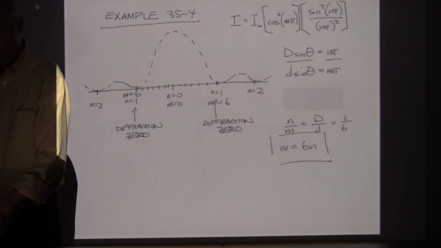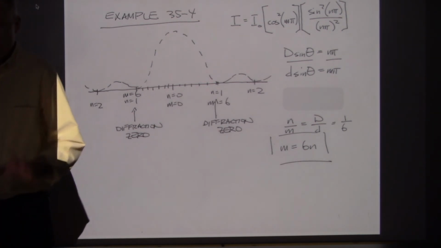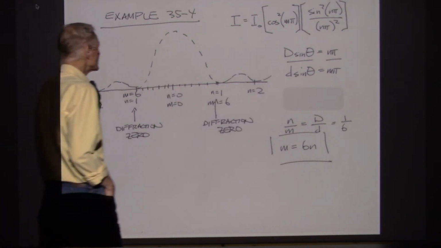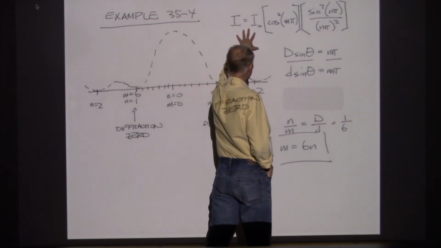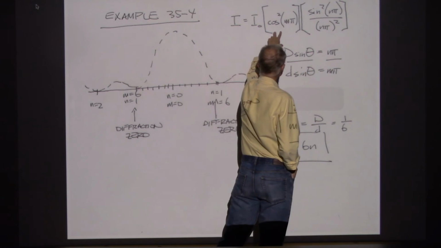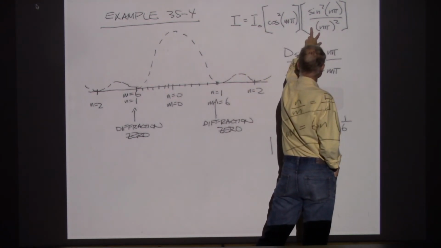Okay, so that's what we're looking at. This is just my own drawing, trying to show where everything is coming from. This is the formula that we've worked from. This is the two-slit effect. This is the diffraction effect.